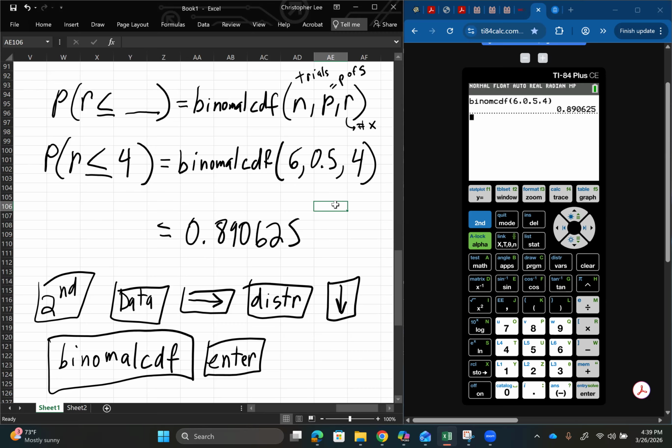So everybody good? So get a new calculator. If you want, you could borrow one in the library. They have calculators in the library, or you can go to the tutoring lab and borrow one over there.